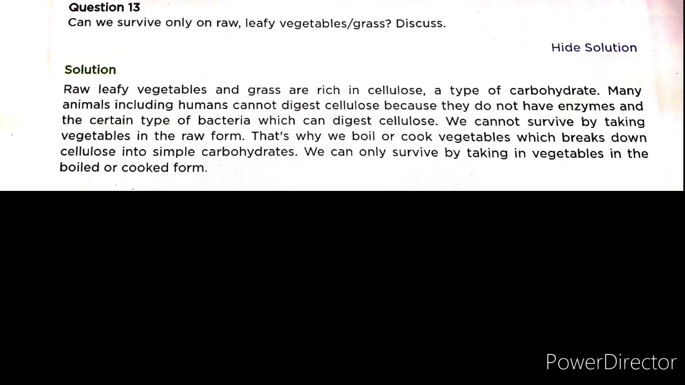Question 13. Can we survive only on raw leafy vegetables? Grass. Discuss. Raw leafy vegetables and grass are rich in cellulose, a type of carbohydrate. Many animals, including humans, cannot digest cellulose because they do not have enzymes and the certain type of bacteria which can digest cellulose. We cannot survive by taking vegetables in the raw form. That's why we boil or cook vegetables, which breaks down cellulose into simple carbohydrates. We can only survive by taking in vegetables in the boiled or cooked form.